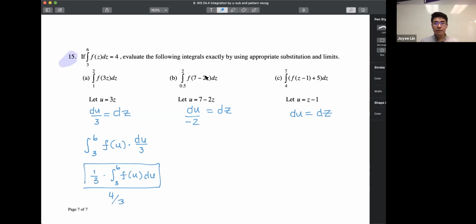What about part B? If we plug in our bounds into this one, when we plug in 2, we get 3. And then when we plug in 1/2, we get 6, right? So we're gonna need to flip it. So I'm gonna flip it and make the sign negative. So it's negative the area from 3 to 6. When I plug in u, I get u. When I plug in dz, I get dz over -2. I can factor out that -2. So part B should have 1/2 the area of my original graph, right? So that one is equal to 2.